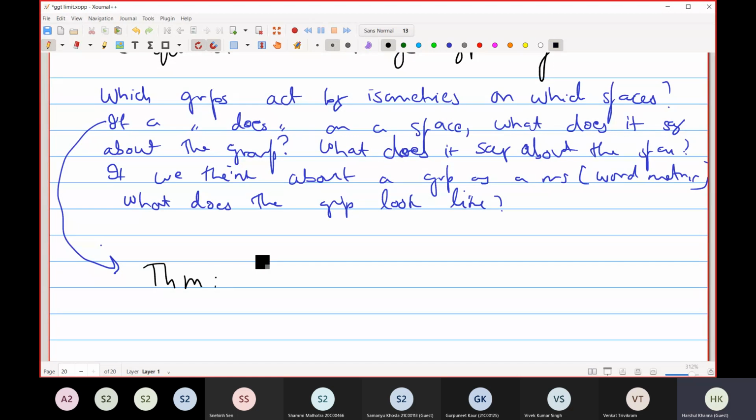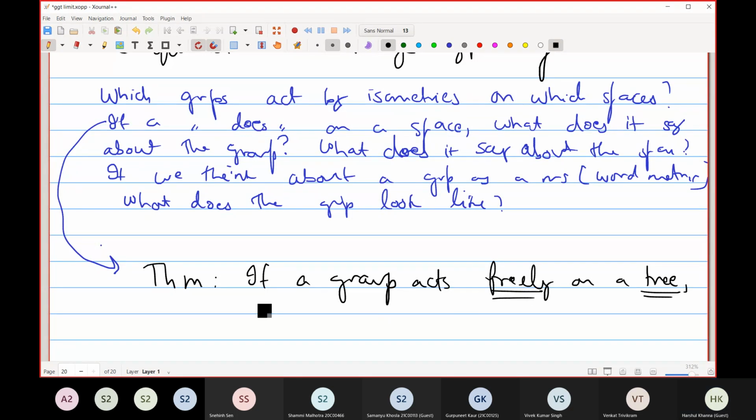I mentioned it yesterday too. If a group acts freely on a tree. So a tree, remember, is a connected graph without cycles, and if the group acts freely on a tree, it gives us the most information about the group. That implies the group is actually free. The group is a free group. That's a very strong theorem.